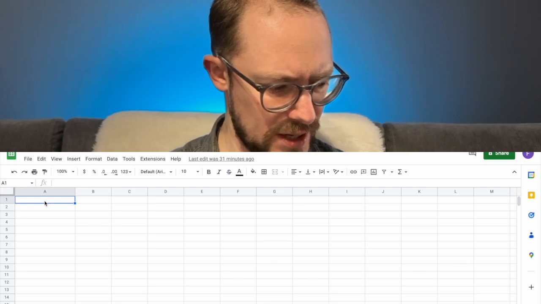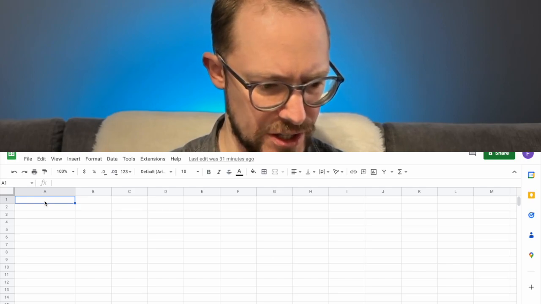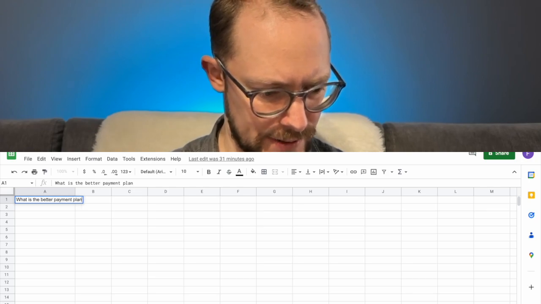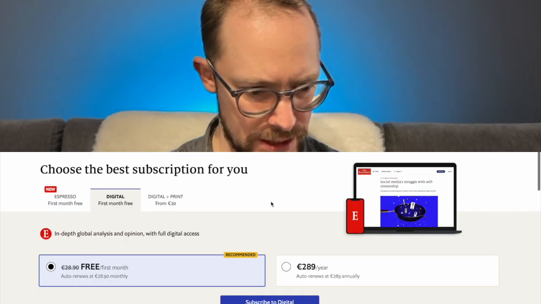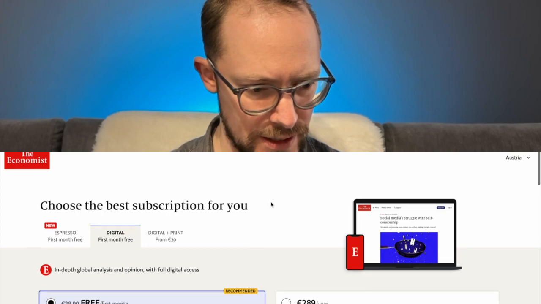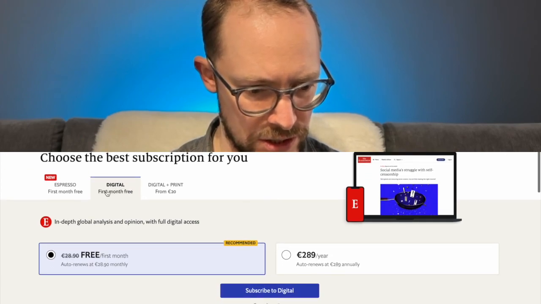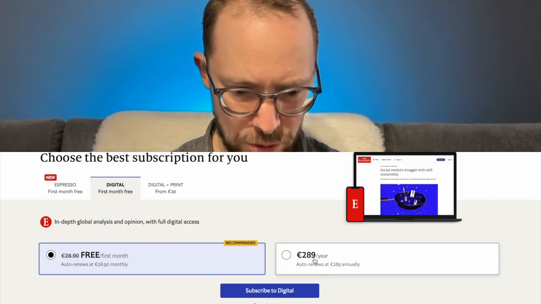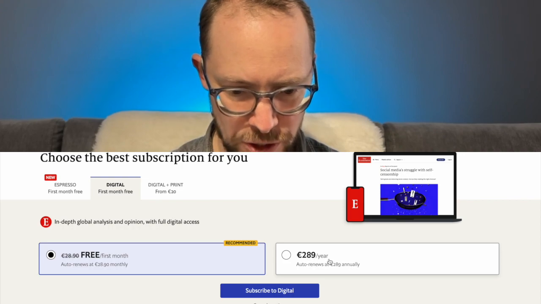So first we start with the main question. What is the better payment plan? So for this one, I'm selecting The Economist. Ooh, The Economist. Is that a sponsor? Yeah, I wish. No, this is just a great example for this exercise, and I also like the mag. We can have a look at their digital subscription. They have here 28.90 euros per month, and also here 289 euros per year.